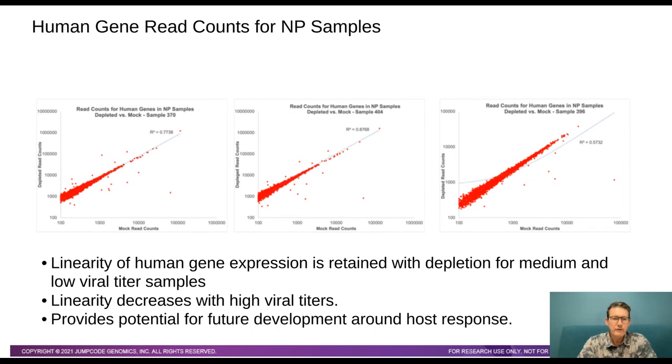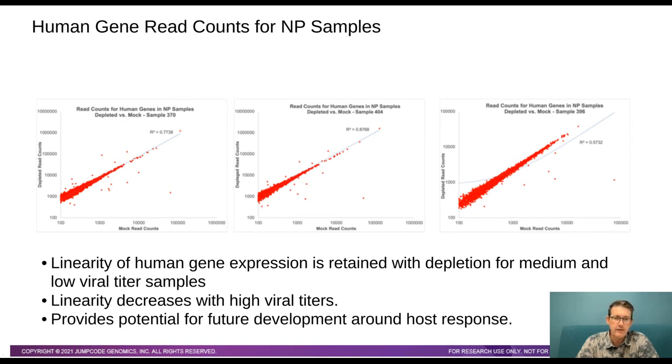And then finally, the host response. What we've simply done here is look at human gene read counts for these nasopharyngeal samples. We've cut off our counts here at 100, so that's why the X and Y axis beginning number is at 100. But ultimately, we wanted to take a look at the linearity of the signals between mock and depleted samples in the human transcriptome, or the host genes in these samples.